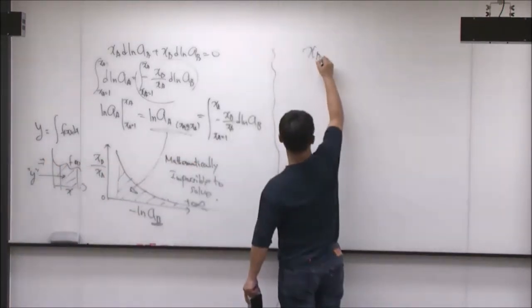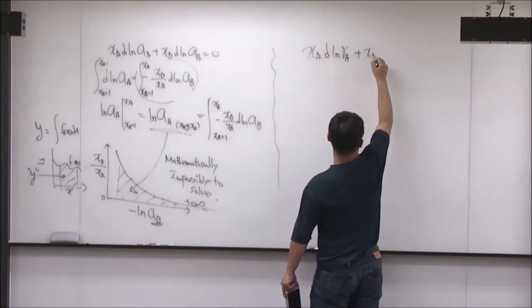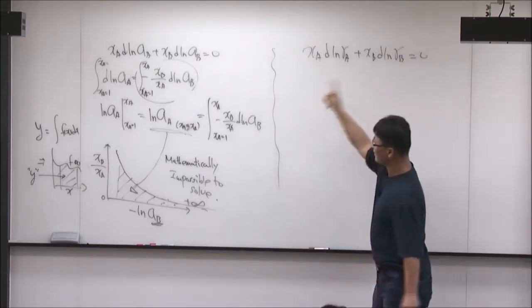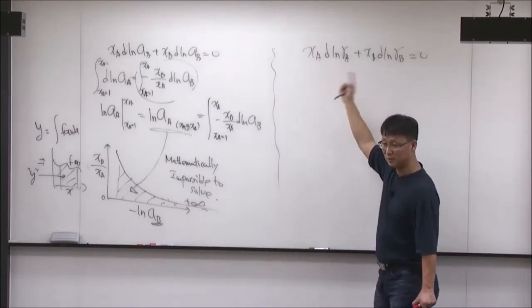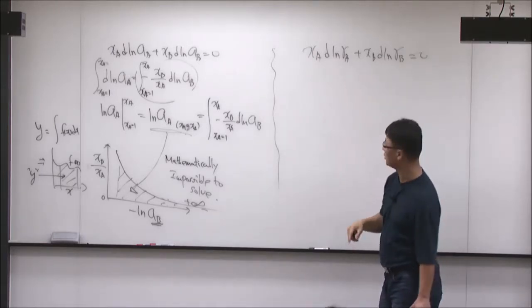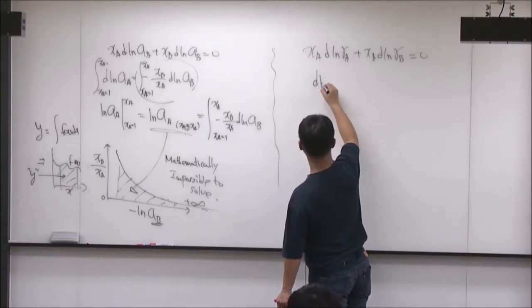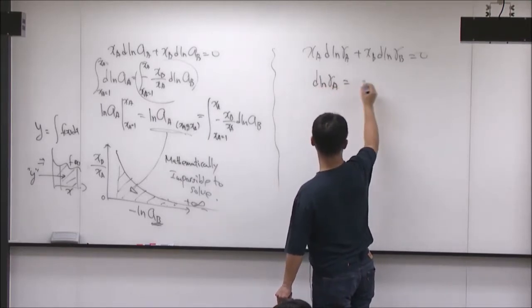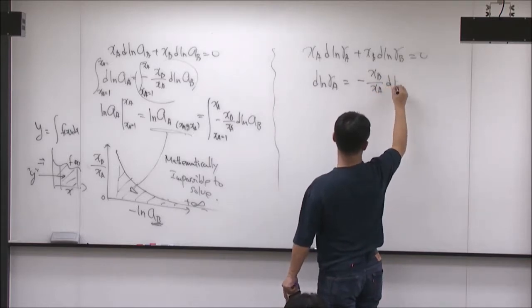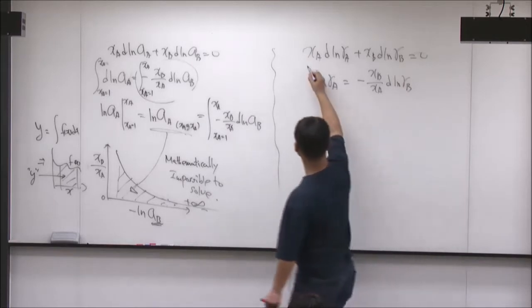So d ln gamma A. It's exactly the same relationship, but instead of using activity, we are using activity coefficient. And in this case, now d ln gamma A equal to minus, okay? And then let's make the integral again.